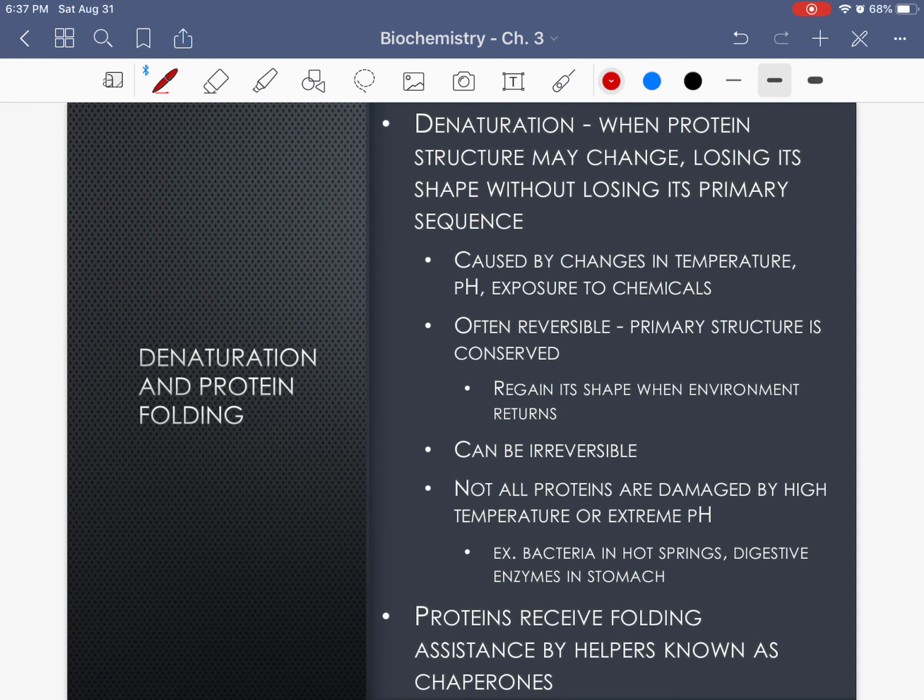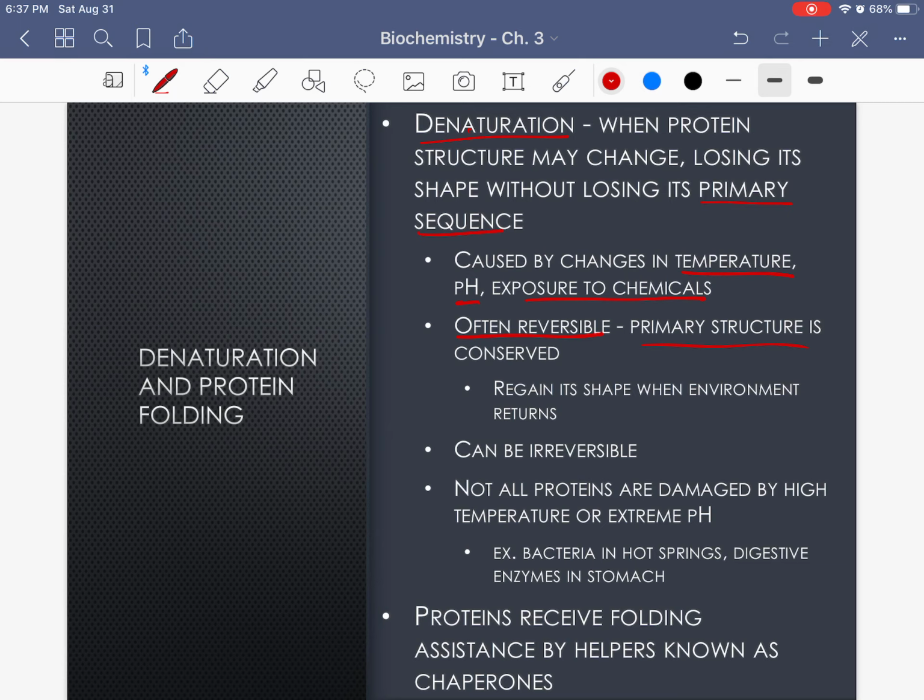All right, denaturation. When proteins lose structure, we lose its function. So denaturation is different from our sickle cell anemia, where we lost structure because we had a mutation. Here, we maintain the primary sequence, but we lose the overall shape. It's caused by changes in temperature, pH, and exposure to chemicals. Often it's reversible because we keep that primary structure intact.